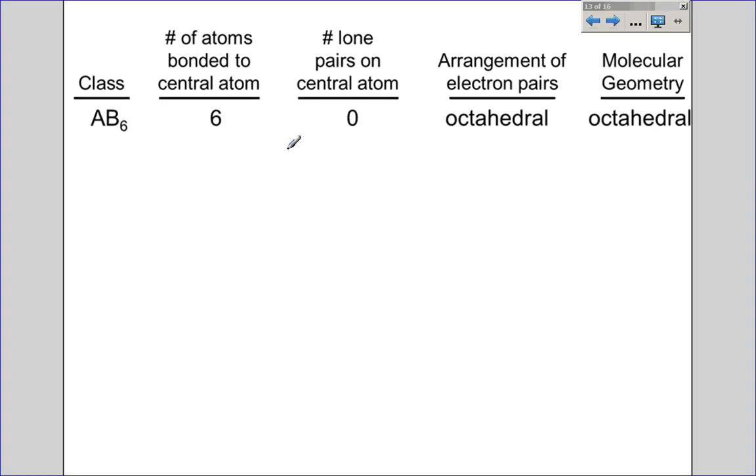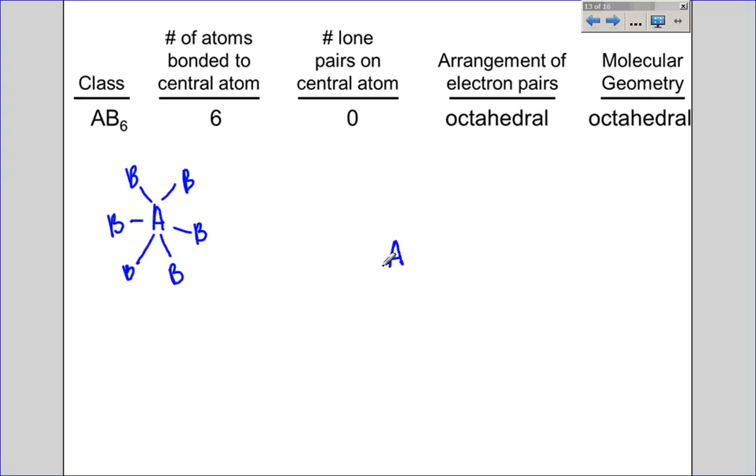Moving on to our last type of electronic geometry, it's one where we have a total of 6 electron pair domains around the central atom. So in this case, all of what we have attached are going to be atoms. So we've got 6 bonding electron pair domains and 0 lone pairs. The best arrangement for these is in an octahedral geometry. So what we want is for all the angles to be 90 degrees.